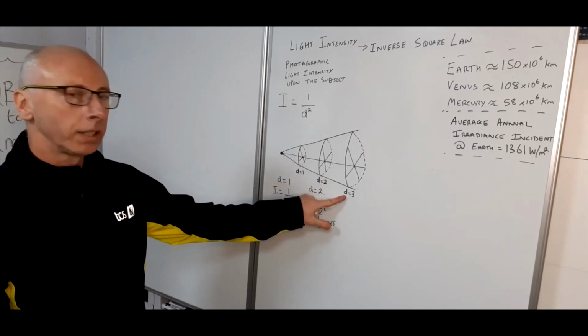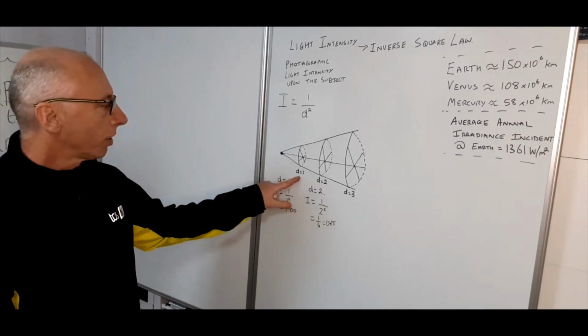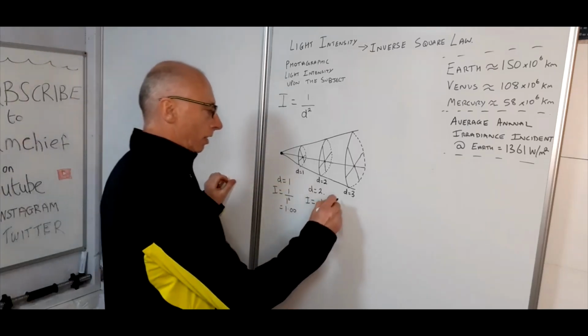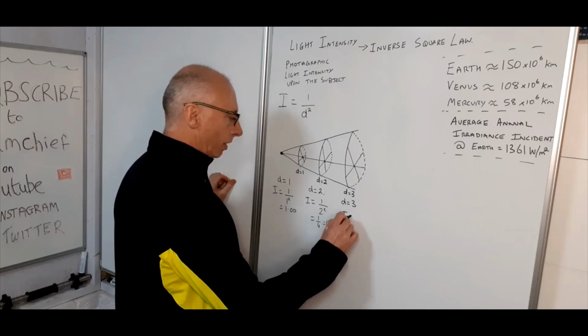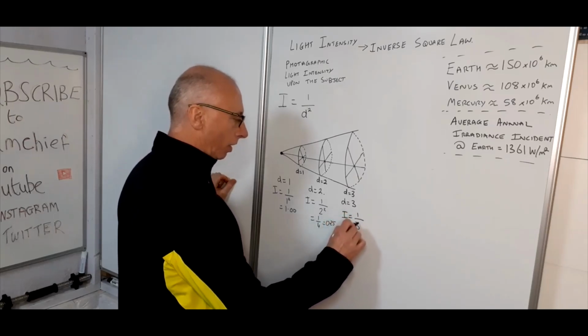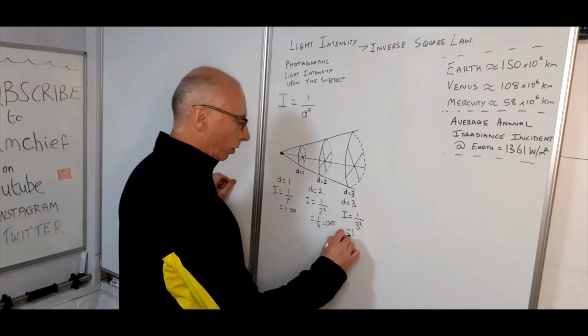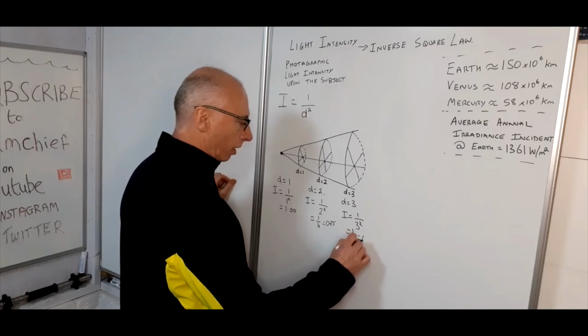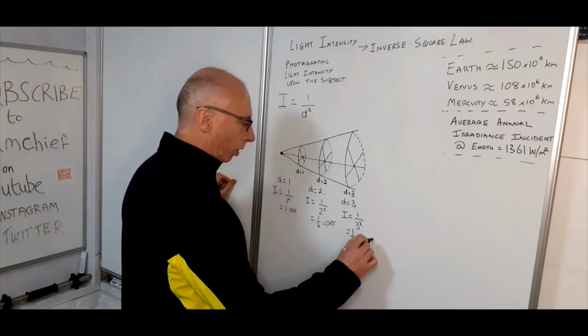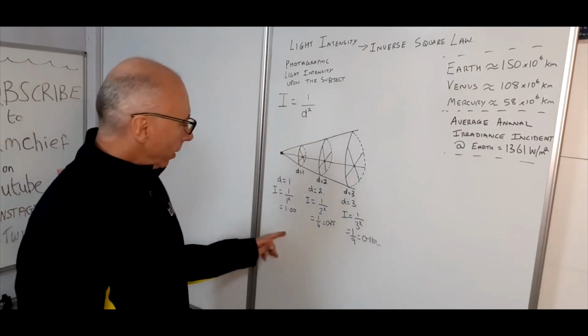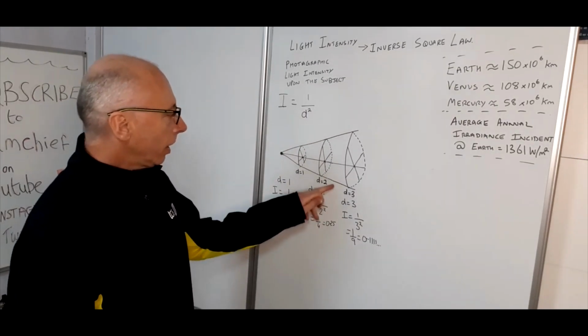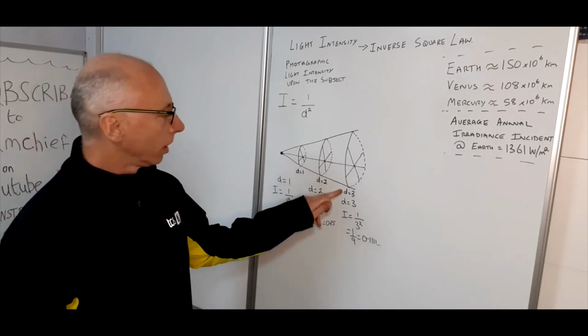Now what if we get to this point with regards to this point here? So here our distance is 3 and our intensity will be 1 over 3 squared, which equals 1 over 9, which equals 0.1111 recurring. Okay, so that's the differences in the light intensity at each of these points.